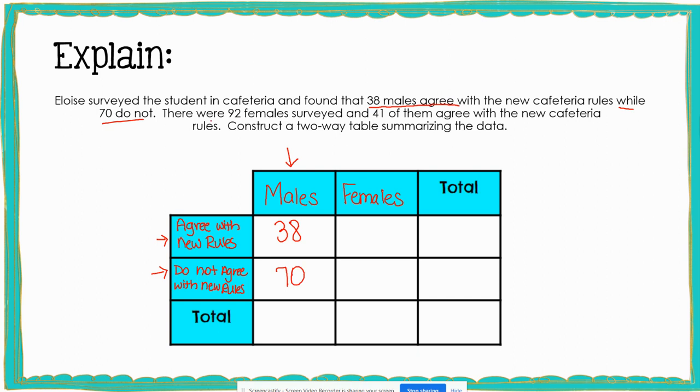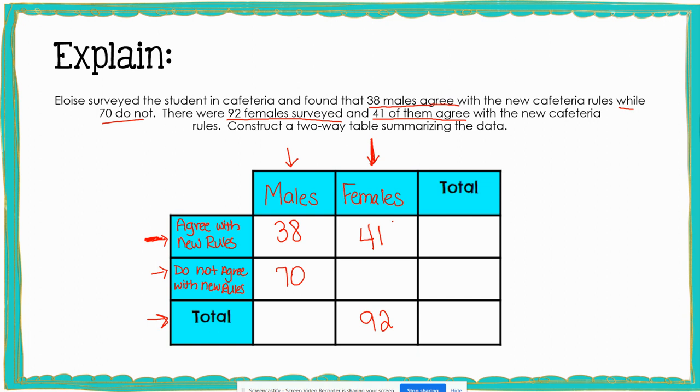Then it says there were 92 females surveyed. Now, that means that there was a total of 92 females. So now I need to look at my female column. Well, since I'm looking at the total, I actually need to look down here. So there is a total of 92 females. Then it says that 41 of them agree. So I'm going to go here because this is where we have agree. And since these are females, I'm going to put that right here. Now that's all the information they gave us.